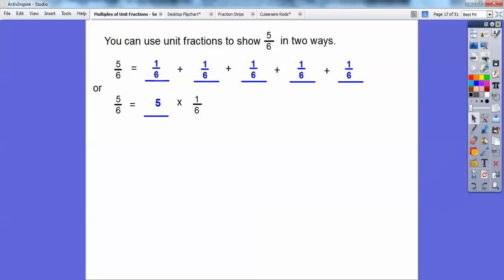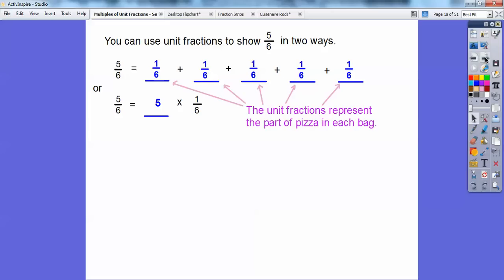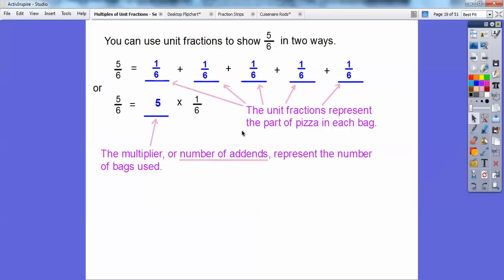So here it is. This is my unit fraction right here. We're going to say the unit fraction represents the part of the pizza that's in each bag. So each bag has 1/6 of a pizza right here. And this 5 is called the multiplier, or the number of add-ins. These are the add-ins, how many we added right here. So I added all these 1/6. The number of add-ins, 5, is the multiplier.